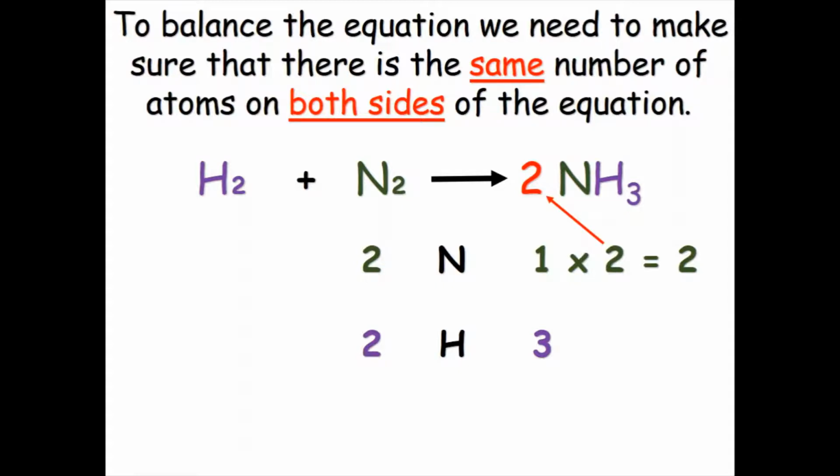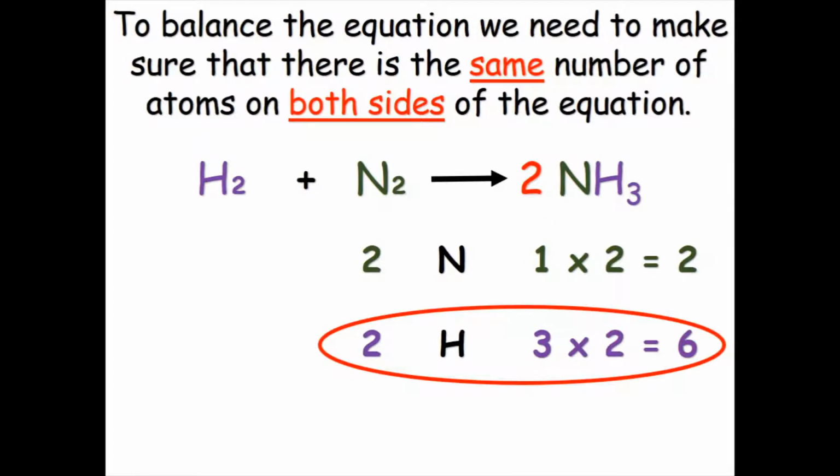This also has an effect on the hydrogen because the hydrogen is involved in the ammonia molecule, so we have to times the 3 for hydrogen by 2, and we then get 6 hydrogen atoms in total now.